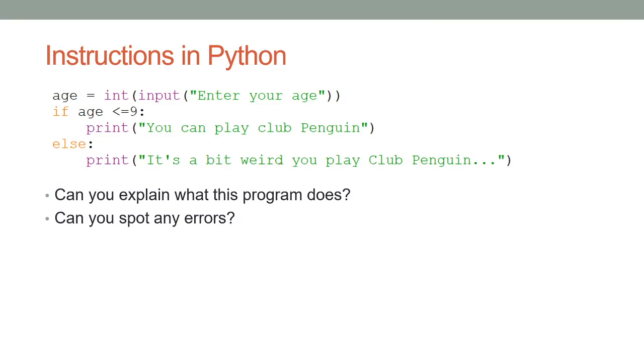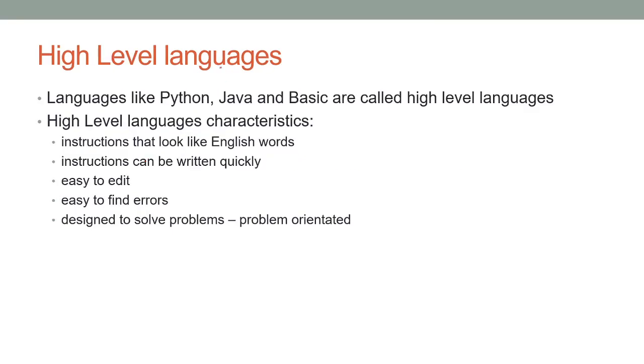At this point, you might get errors. This one hasn't got any errors, but as we're getting used to it, you're getting better at spotting errors, and it's becoming easier for you to do that. So Python is what we call a high-level language, and it's because it looks like English words. It's not completely English, but it looks like English. You can write them relatively quickly. Now, it's not quicker than writing in English, but it's quicker than what I'm about to show you. And again, it's easy to edit, easier than what I'm about to show you. Same with easier to find errors, and in general, it's designed to solve problems.